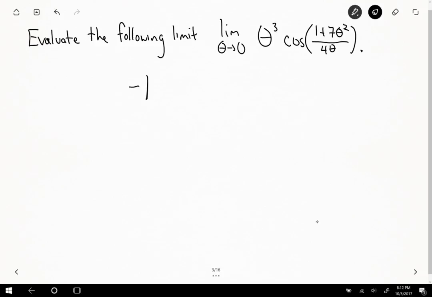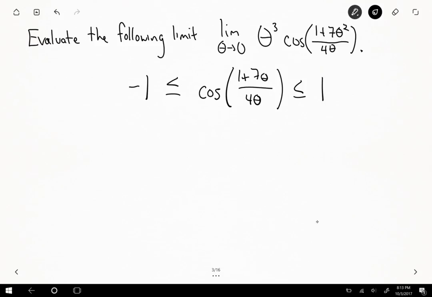And so cosine, regardless of what values it is, we know that on the inside, regardless of what we have, we're going to have the cosine bounded between -1 and +1. Okay? Anytime you have a cosine function or a sine function, those two are always bounded by -1 and 1. So now what we'll try and do is match the function that we have right up top here. So the way we do that is multiply every term in the inequality by theta cubed.